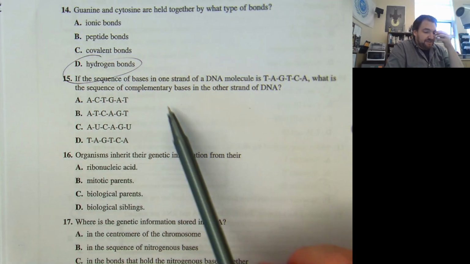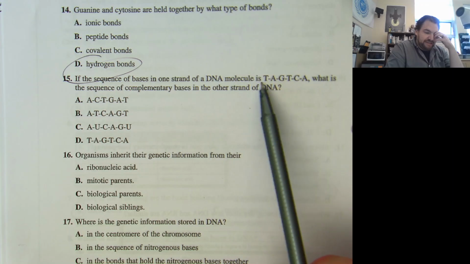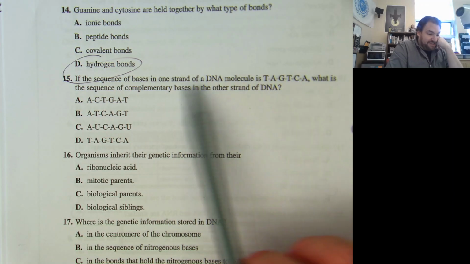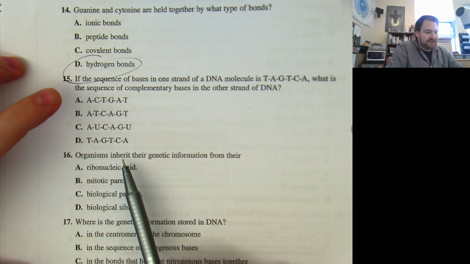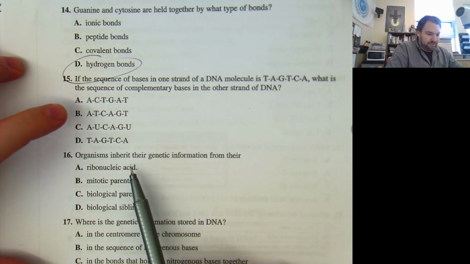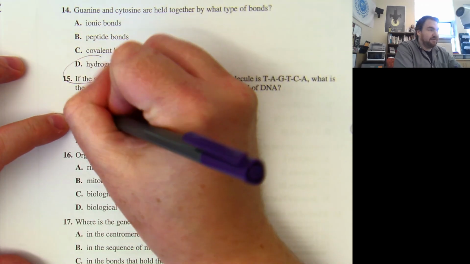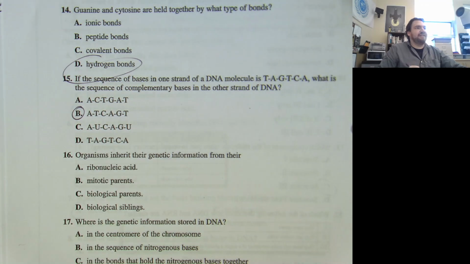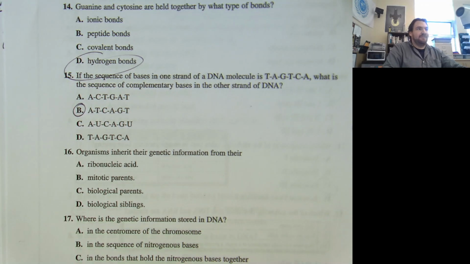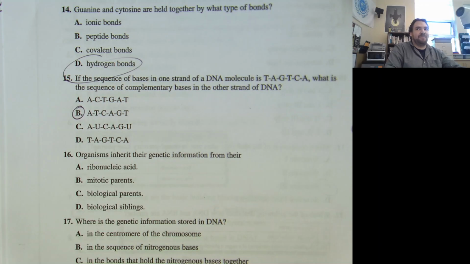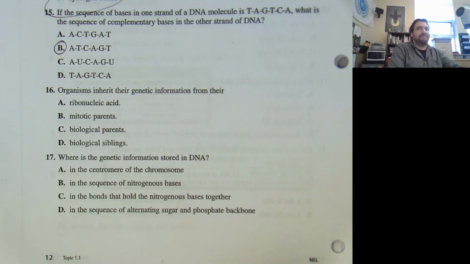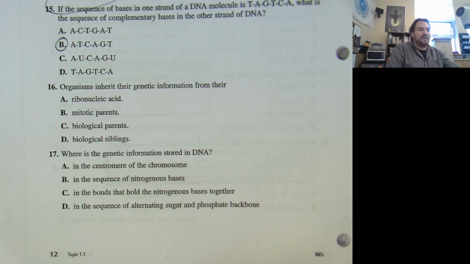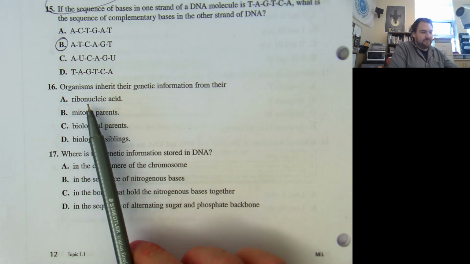Number 15, if the sequence of bases in one strand of DNA molecule is TAG, TCA, what is the sequence? It's going to be, you say E? E's not an option. It's going to be B. Oh, you said it like Justin Timberlake did in that one song. Instead of it's going to be me, it's going to be B. Yeah, it's going to be B. Really nasally, love it.